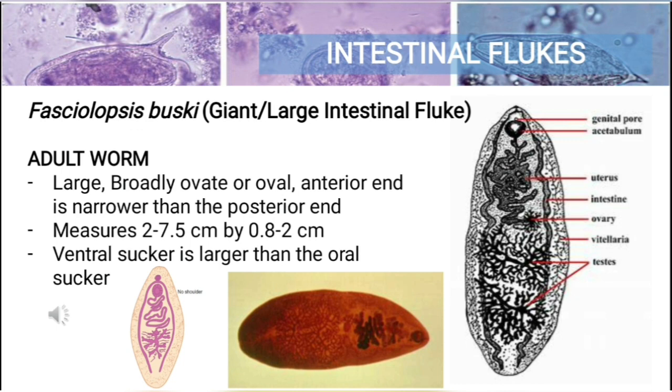Now let us describe the adult worm of our Fasciolopsis buski, also known as the giant or large intestinal fluke. It is described as large, broadly ovate or oval. The anterior end is narrower than the posterior end. It measures 2 to 7.5 centimeters by 0.8 to 2 centimeters. The ventral sucker is larger than the oral sucker, and it somewhat resembles Fasciola hepatica, but it does not possess any cephalic cone. The alimentary tract is simple, but the ceca do not bear any lateral branches.